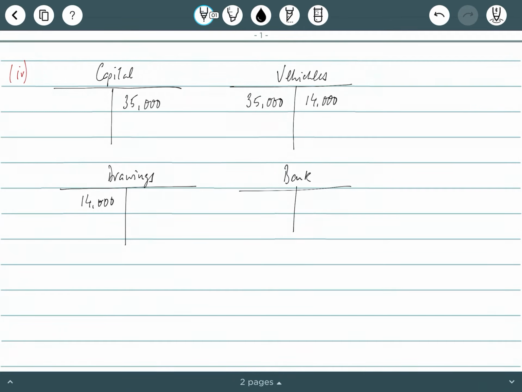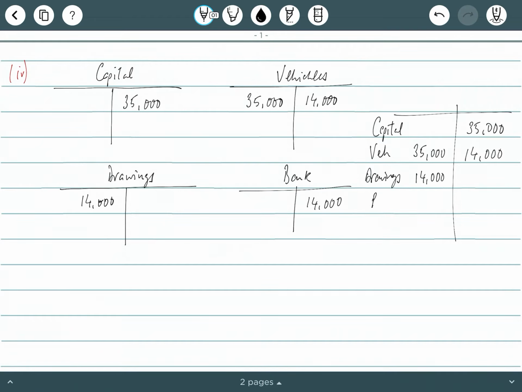Now, we open up the bank account here, because it was in the cash book. The only entry in the cash book was a debit entry of 14,000. That was incorrect, so we must reverse that. So it's going to be a credit entry of 14,000. Go over here, lads. We'll scribble down the general journal again for you guys. So we've got capital, which was a credit entry of 35,000. We've got vehicles, 35,000 received, but 14,000 going out. We've got drawings, a 14,000 expense, and then we corrected the bank, and the bank there was 14,000.